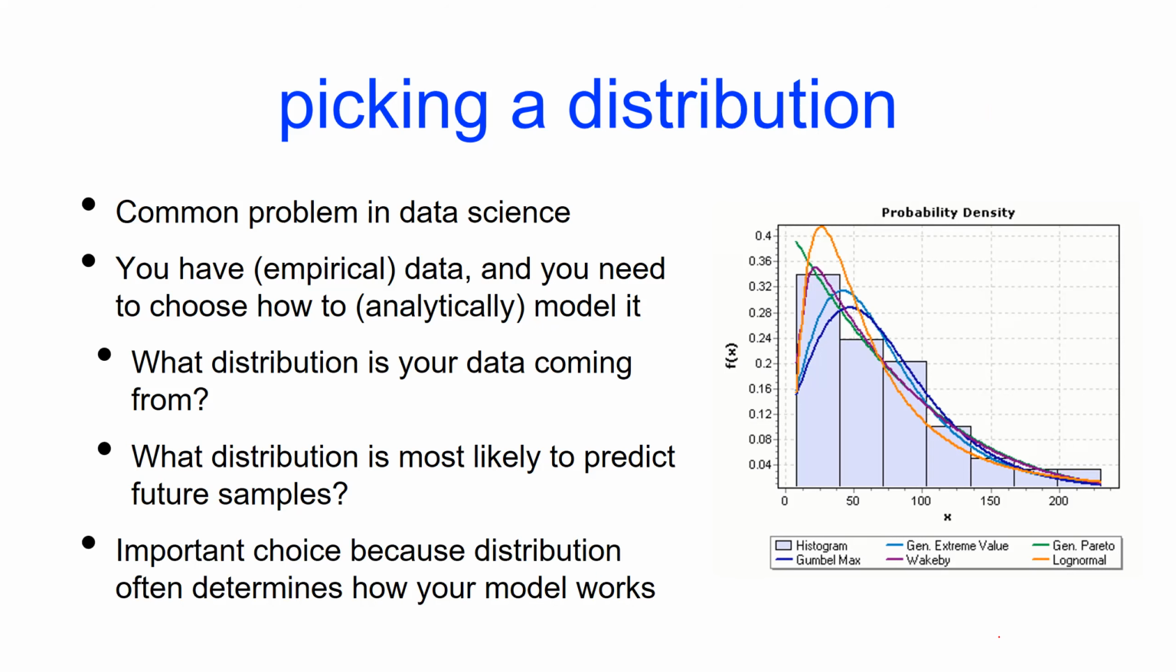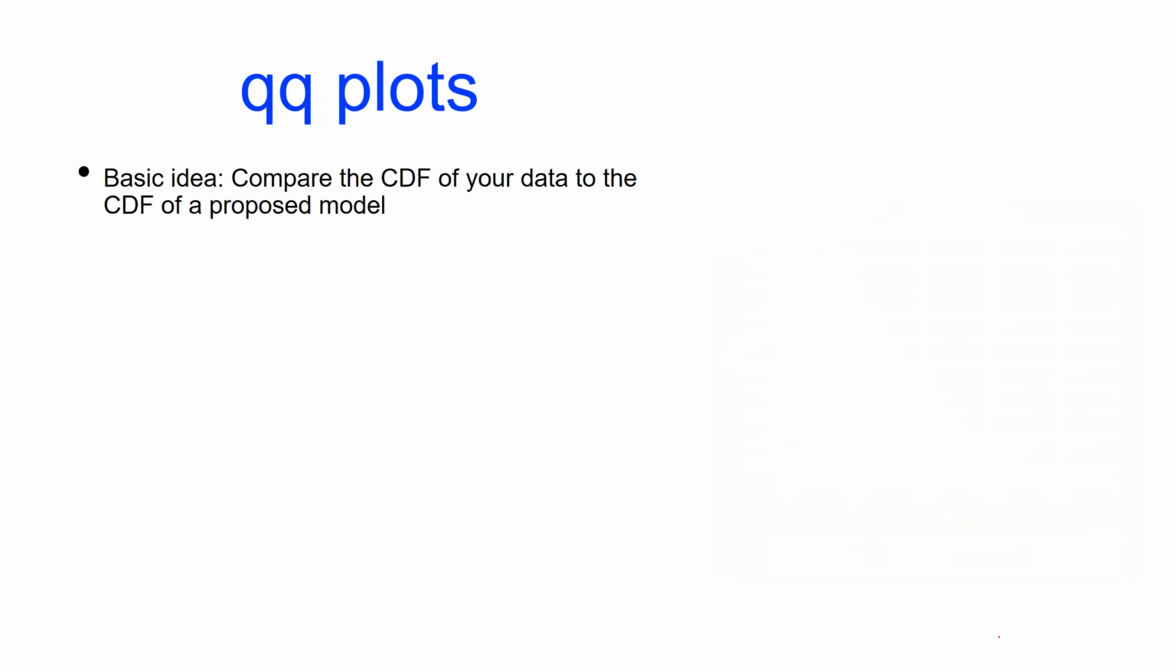But in order to do that, you need a systematic way. That systematic way will be the QQ plot. In the QQ plot, the Q denotes quantile.